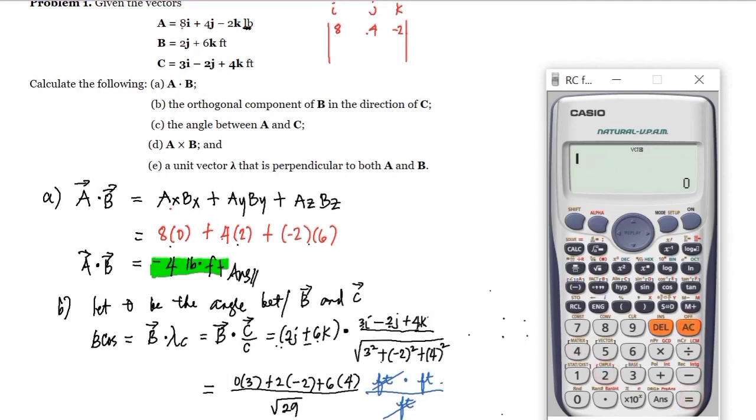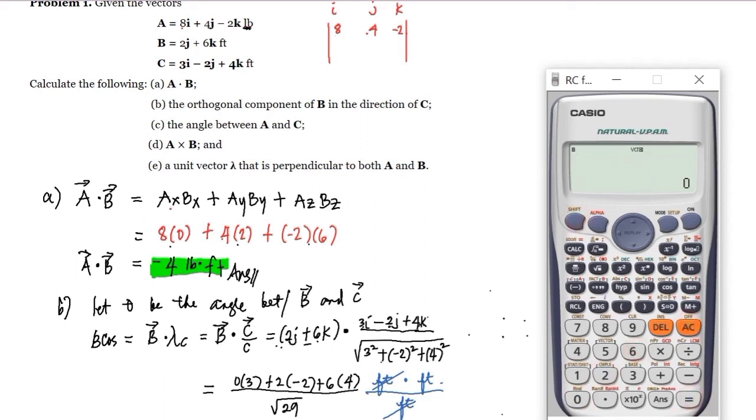And in order for us to enter the vector B, so shift and vector, that's 5. And we are going to go with the dimension, so 1. And let's proceed with the vector B, so that's 2. And the dimension of the vector B, so that's 3. So for B, the I is 0, and we have here 2 for the J and 6 for the K.